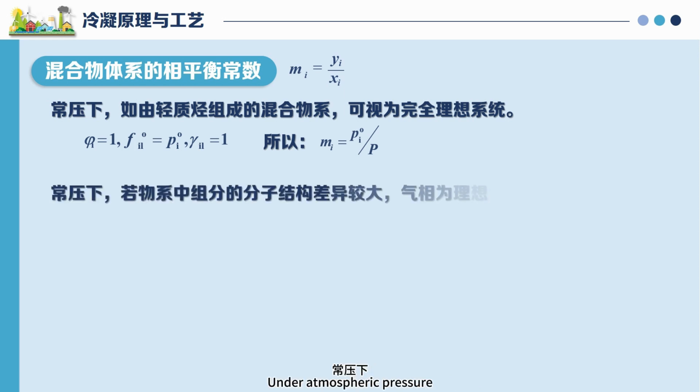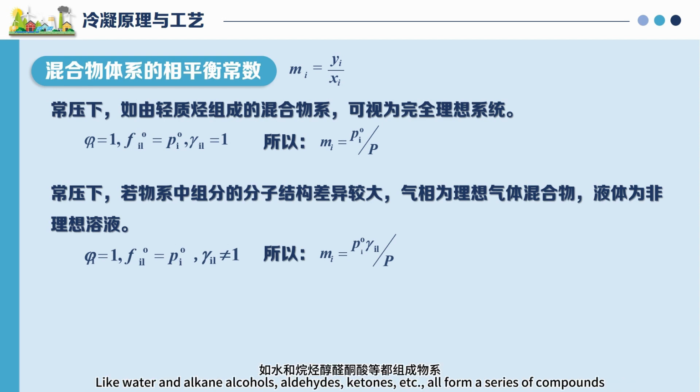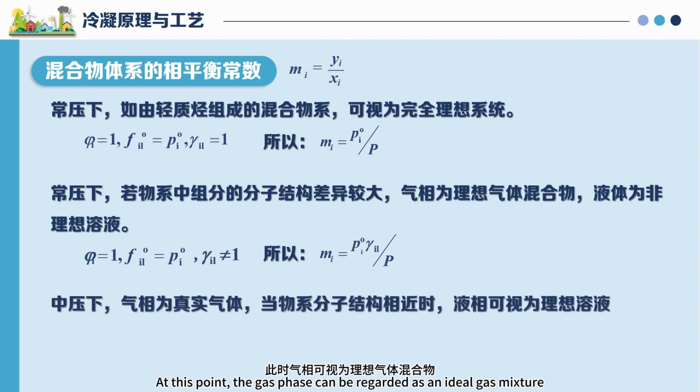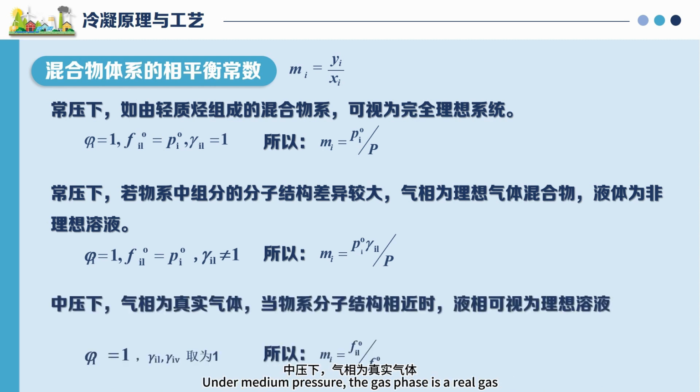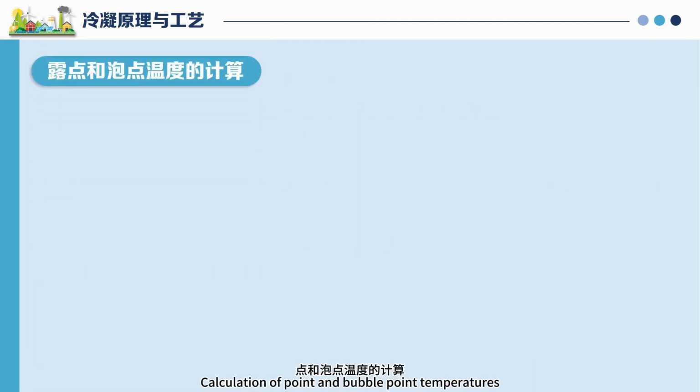Under atmospheric pressure, if there are significant differences in the molecular structure of components in the material system, like water and alkane alcohols, aldehydes, ketones, etc., all forming a series of compounds, at this point the gas phase can be regarded as an ideal gas mixture. Under medium pressure, the gas phase is a real gas. When the molecular structure of the material system is similar, the liquid phase can be regarded as an ideal solution. The gas phase can be seen as a real gas.